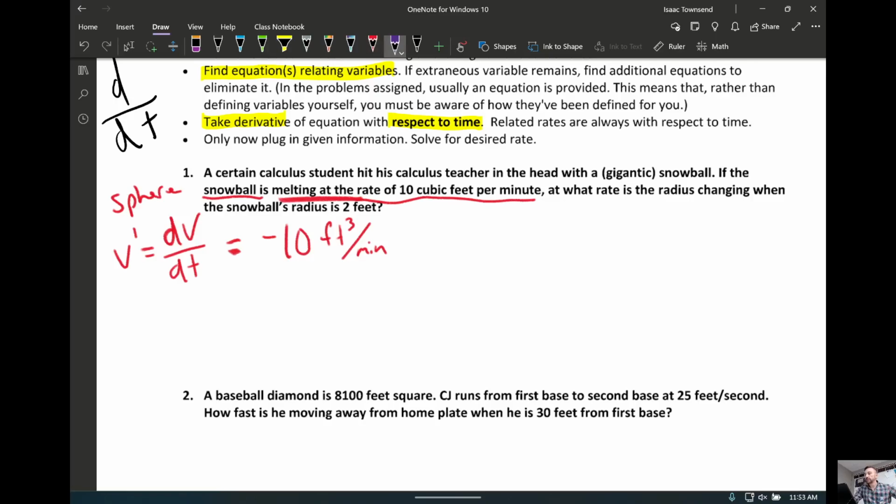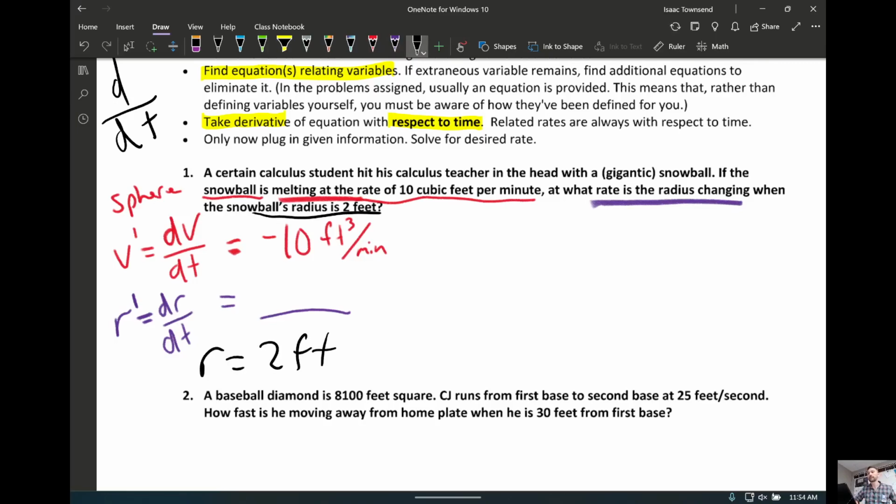Okay, they would like us to figure out the rate that the radius is changing. So they don't want me to find r, they want me to find r prime, which is the same thing as dr over dt. Specifically when the radius is 2 feet, when r is 2 feet. So in those tips above, it said draw a picture. Well, I don't think we need to do a picture of a snowball. But at some point, I have this highlighted: find an equation that relates these variables together.